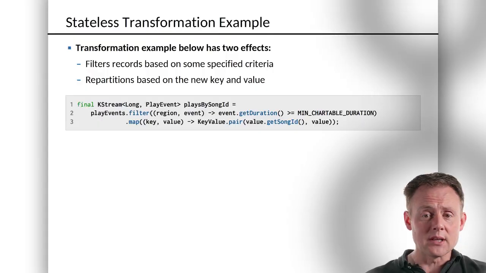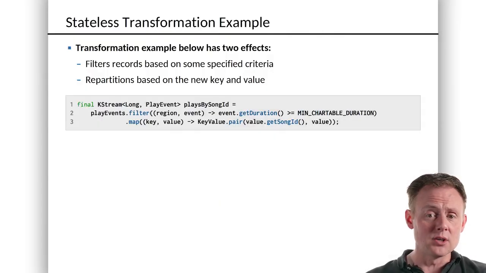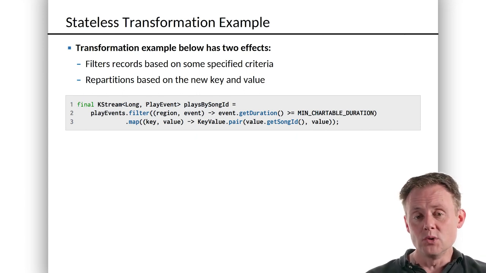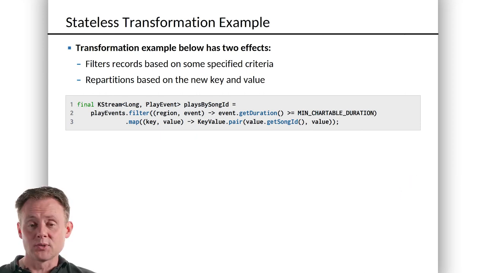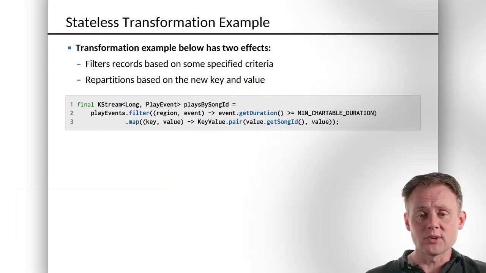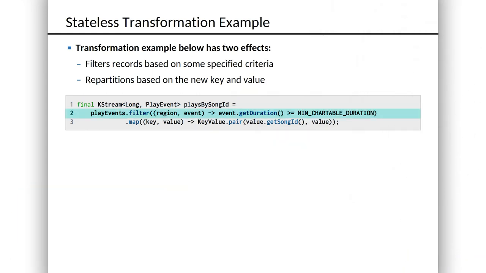When you take a stream and you filter it, in effect, you have created a new stream. It's not like you've modified the old one. It's still there, but you've created this new stream that only has the records in it that meet the filtering criteria. So the implementation of filter really just needs to consider each event one at a time. It's not like it needs to accumulate any kind of state. Filtering is entirely stateless. So here, as you can see on line 2, we're looking into each event and saying get the duration, and if it's greater than or equal to the minimum chartable duration, we'll go ahead and let it pass into the new stream.